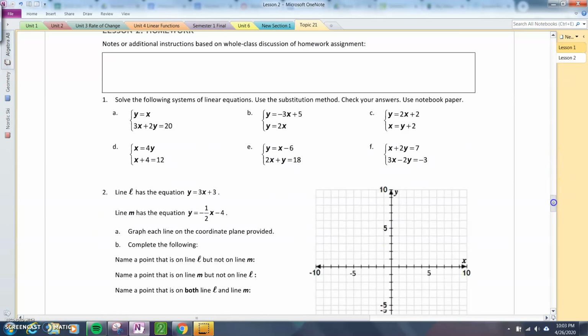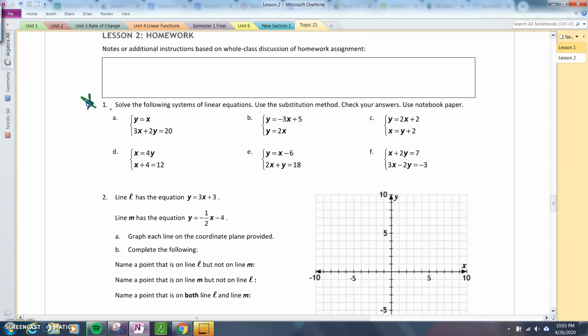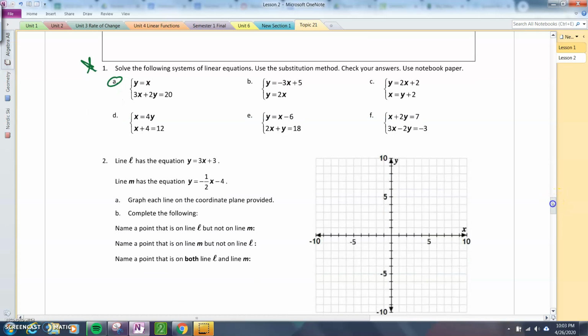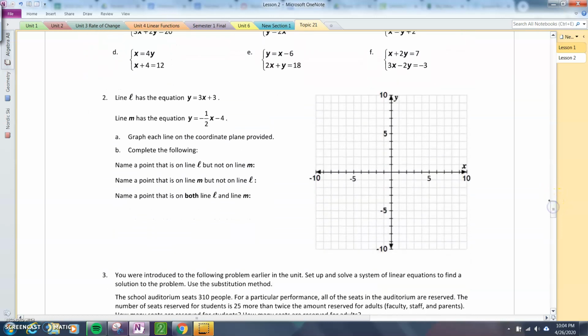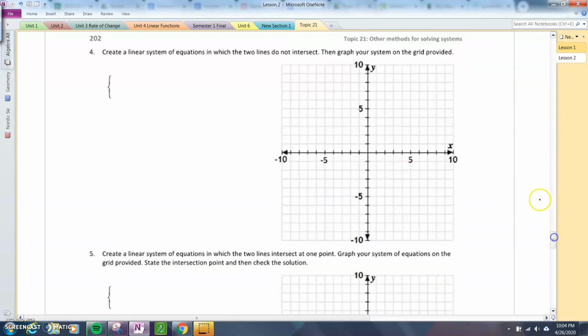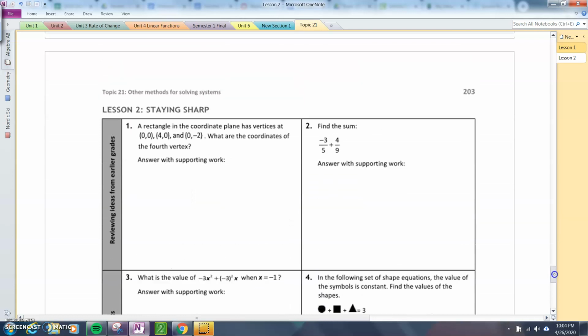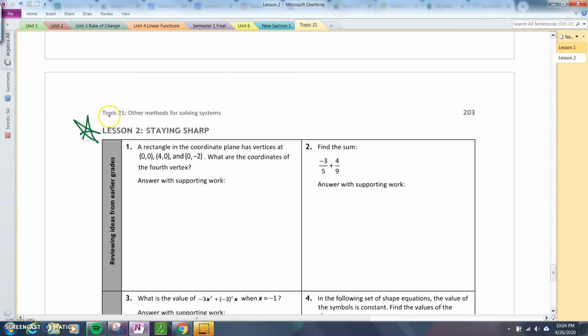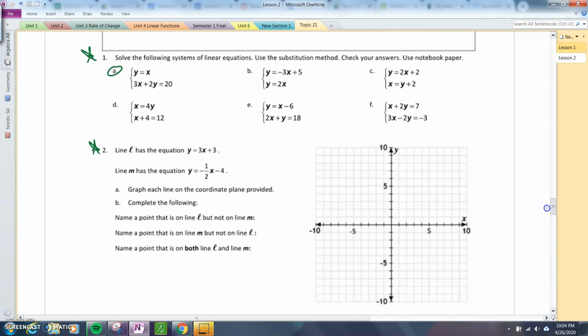And then the homework, I want you to do these problems. I'm going to do one of them for you. These are really important problems to be able to do. Number 1, A through F, excuse me. And this is very similar to what we did on the consolidation. I'd like you to do 2 as well, and then you can skip 3, 4, 5, and then do the staying sharp. And then just take pictures of your work and email that to me.